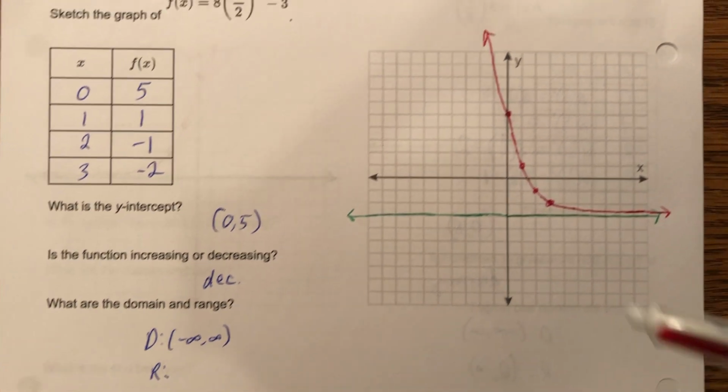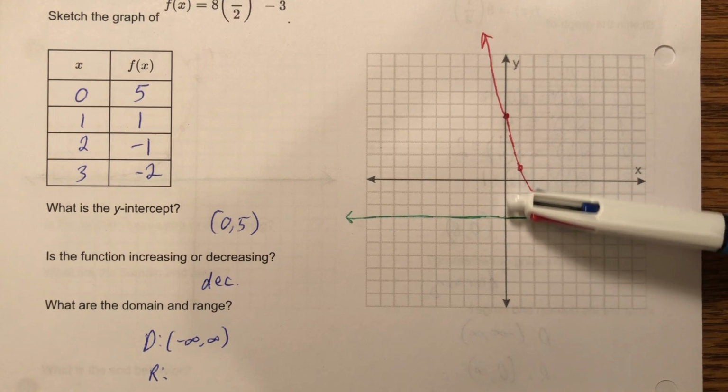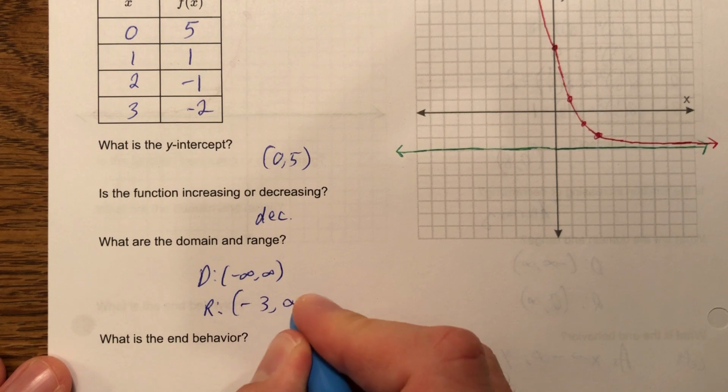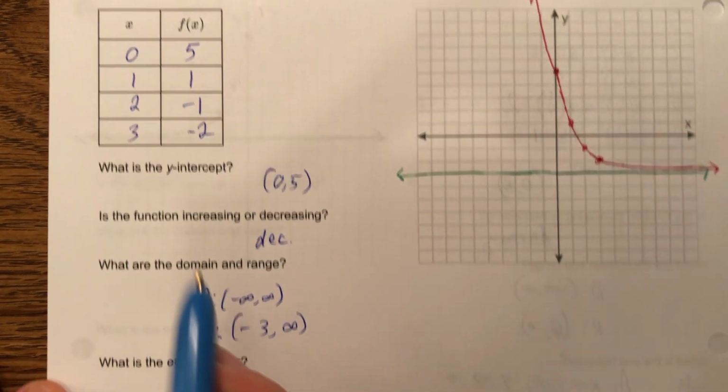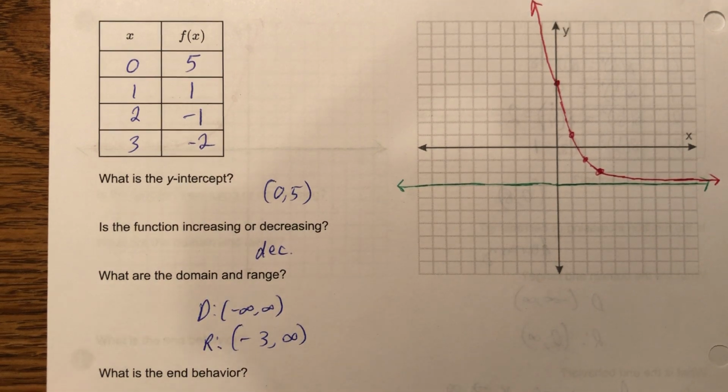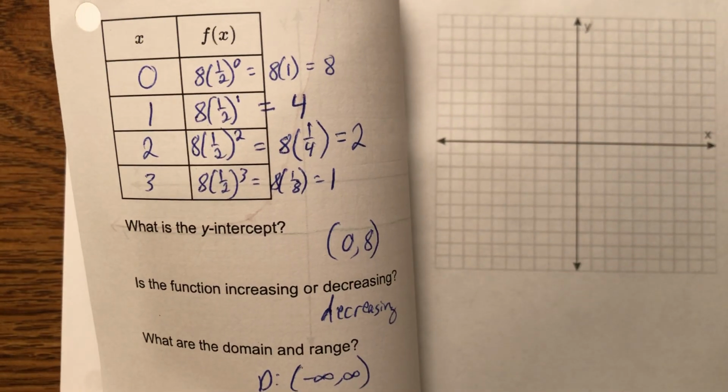The range starts at -3 and goes up. So -3 to infinity, not including -3. This will never equal -3. It will get super close for the same reason that this one will never equal 0.